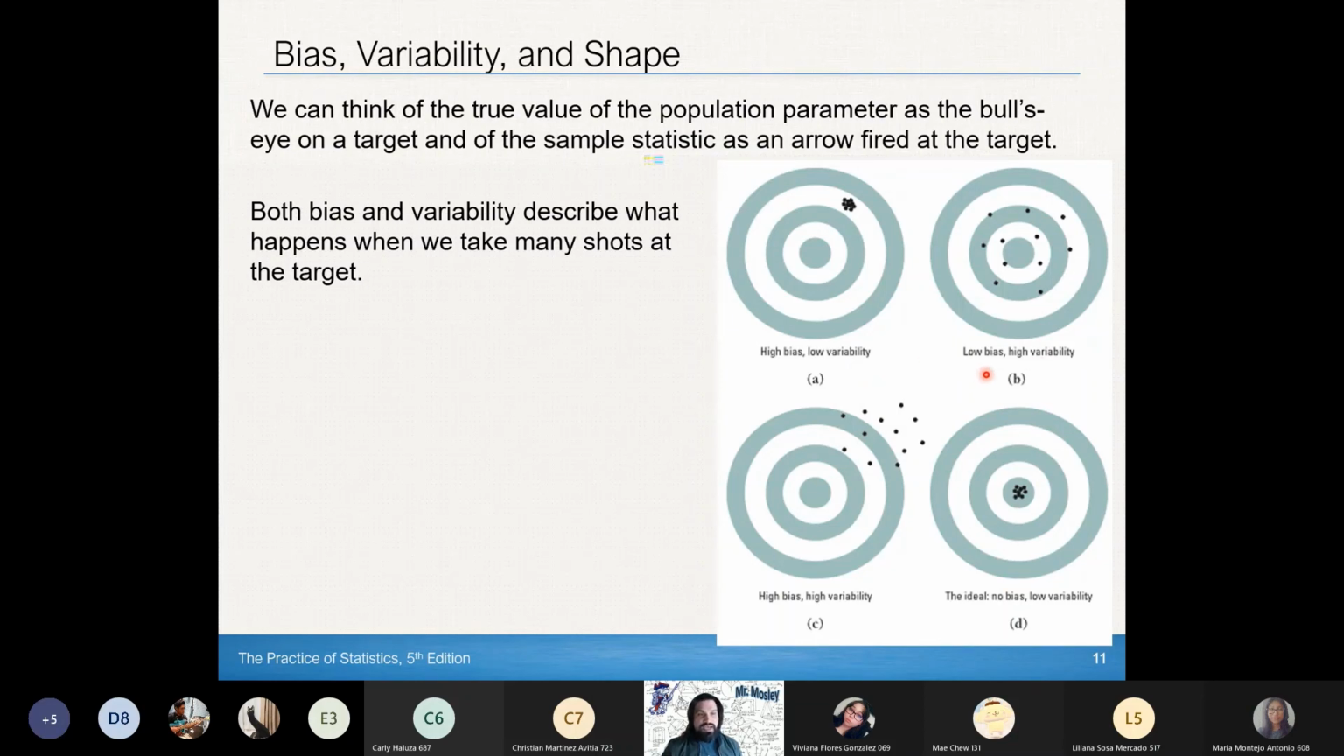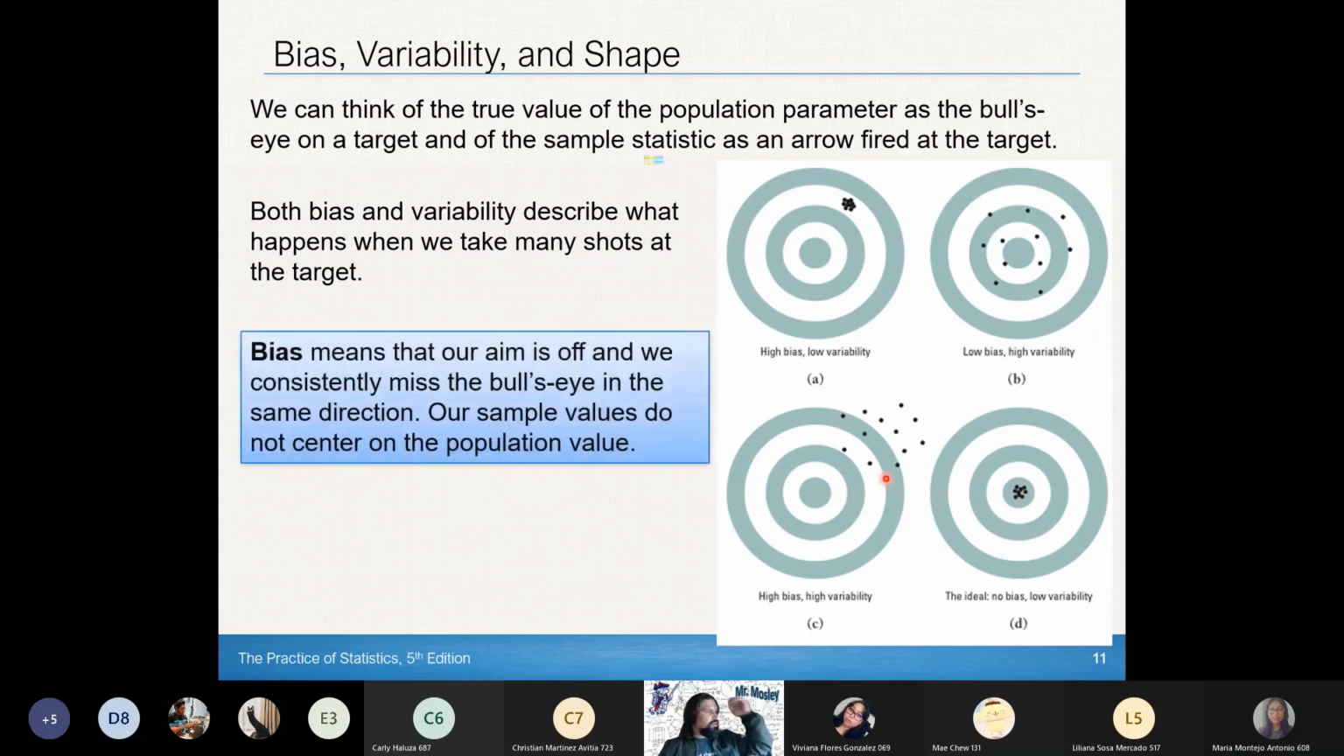We can have low bias and high variability. This is probably going to give us a mean close to the bullseye, but our responses are all over the place. High bias and high variability is just all around off. And the ideal would be no bias and low variability, right? In the bullseye, nice and clustered. Bias means that our aim is off and we consistently miss the bullseye in the same direction. Our sample values do not center on the population value.